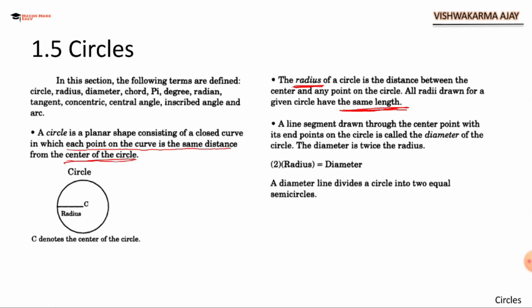A line segment drawn through the center point with its end point on the circle is called diameter of the circle. The diameter is twice the radius. Now listen to it. A line segment drawn through the center of circle, and the end point of the line segment is on the circumference of circle. Such lines are called diameter. And the formula for diameter is 2 times of radius.